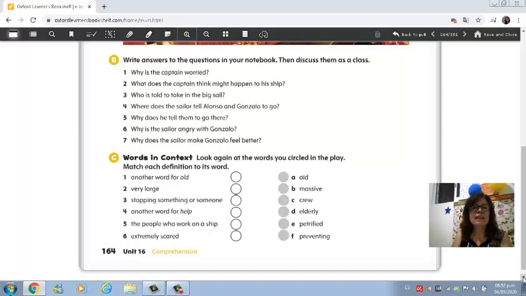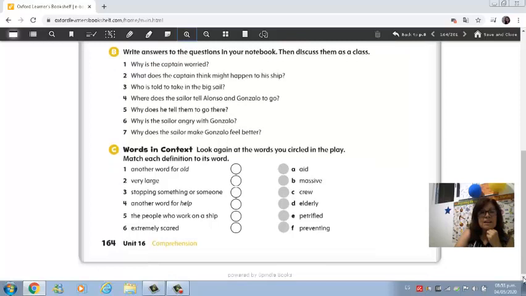Who is told to take in the big sail? Where does the sailor tell Alonso and Gonzalo to go? Why does he tell them to go there? Why is the sailor angry with Gonzalo? Why does the sailor make Gonzalo feel better? Remember, if you have problems remembering, go back to the play. All right? Okay, let's continue.